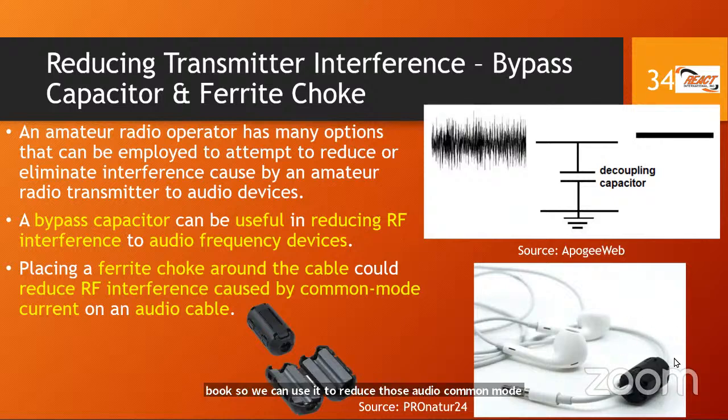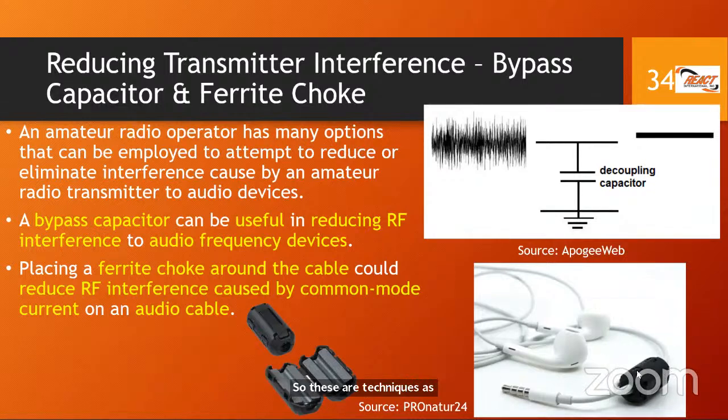It will manifest itself as a hum. So placing a ferrite choke around the cable like this could reduce RF interference caused by common mode current on an audio cable. In other words, it cuts the common mode current on the cable. If you notice here, this is actually wrapped as well, right? So these are techniques as hams we can use.